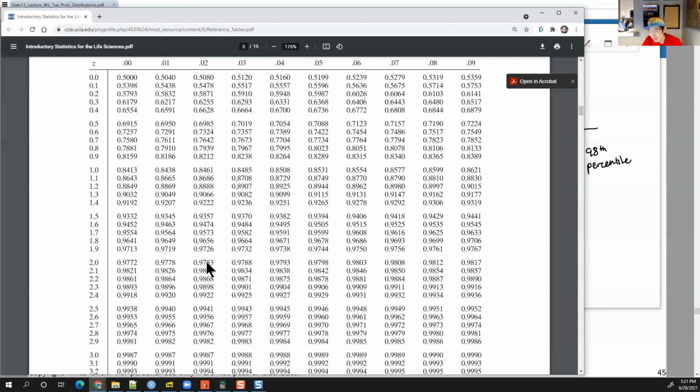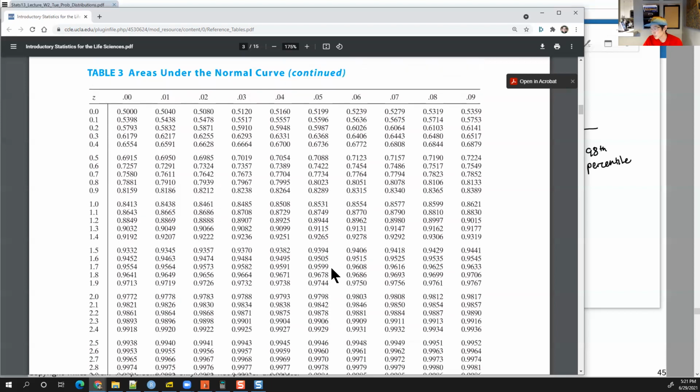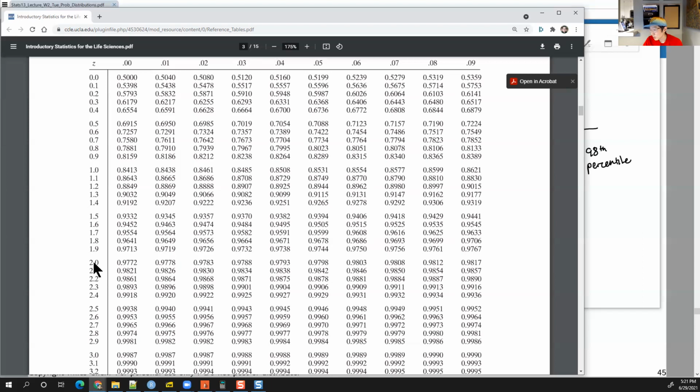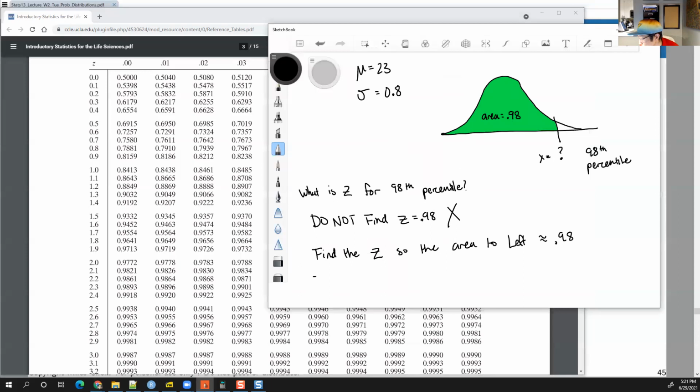But really, you've got to search for the best answer. That's going to be either this one or this one, whichever is closest. You don't have to interpolate numbers or anything. The best number is going to be 2.05, because that gives me 0.9798. That's 2 ten-thousandths away, and this one's 3 ten-thousandths away. So we'll use z equal to 2.05.